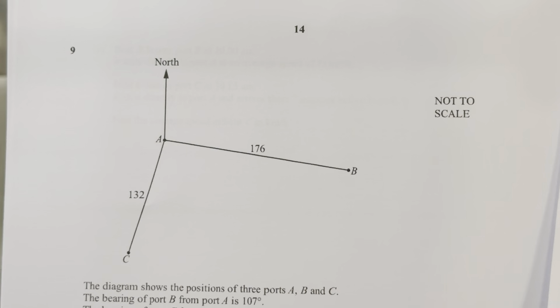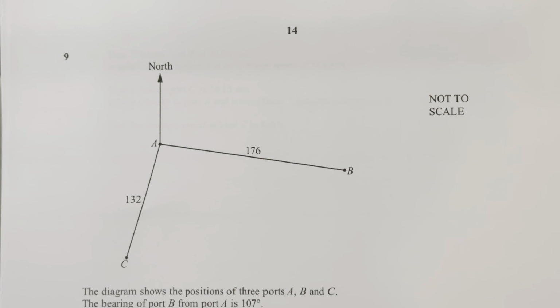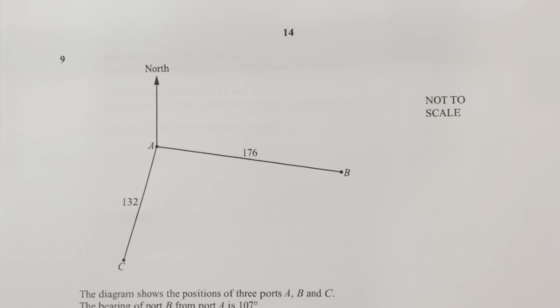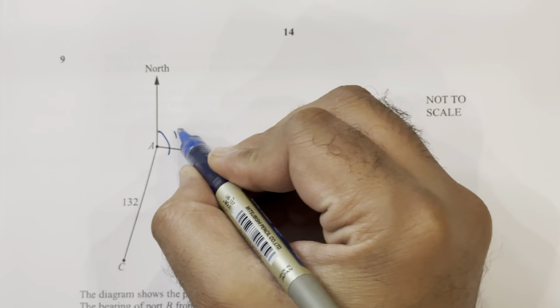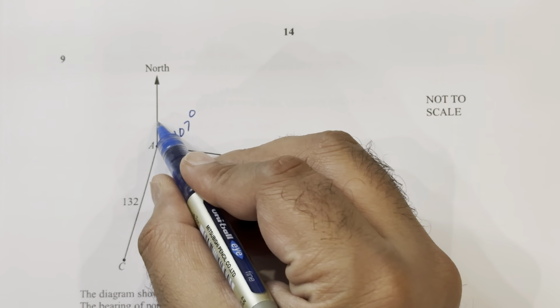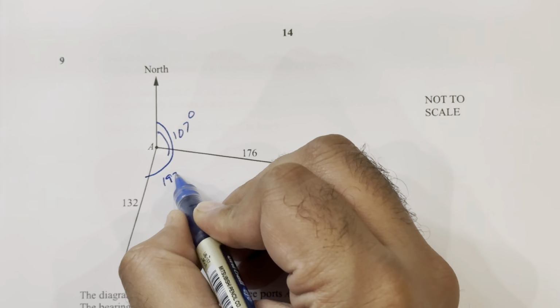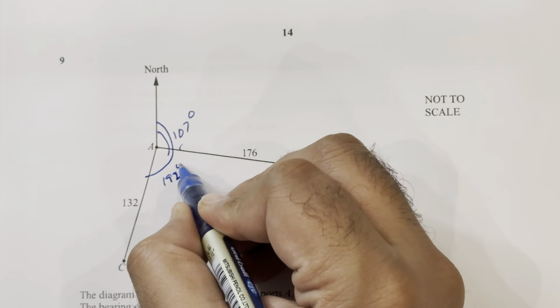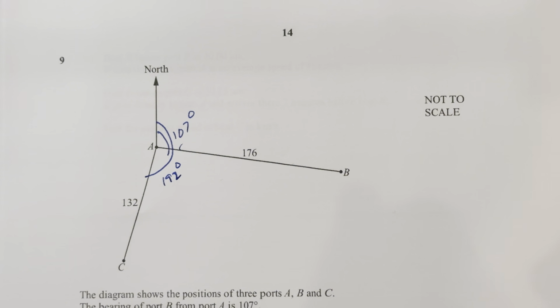Okay, moving to question number 9. Question number 9 is from the topic of bearing and trigonometry. The diagram shows the position of three ports A, B and C. The bearing of port B from A is 107. This is 107 degrees. And the bearing of port C from A is 192. So this is 192. And subtracting 107 from 192, you get the value of 85.